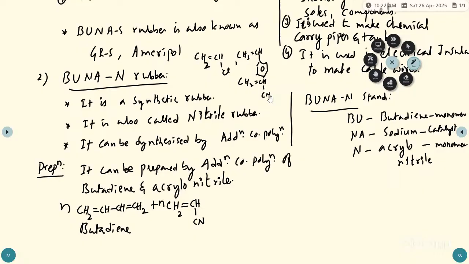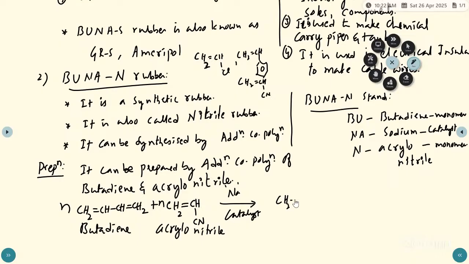CH2 double bond CH is known as the vinyl group, right? So this is acrylonitrile. And these 2 monomers are involved in addition copolymerization in the presence of sodium catalyst, and produce Buna N rubber. So tell me, what is the repeating unit in the Buna N rubber?